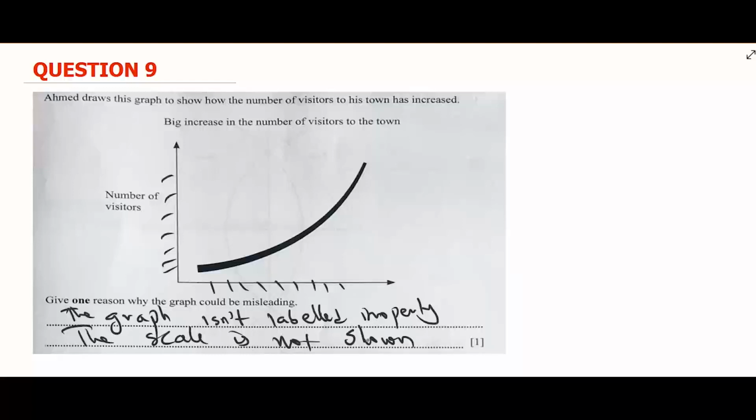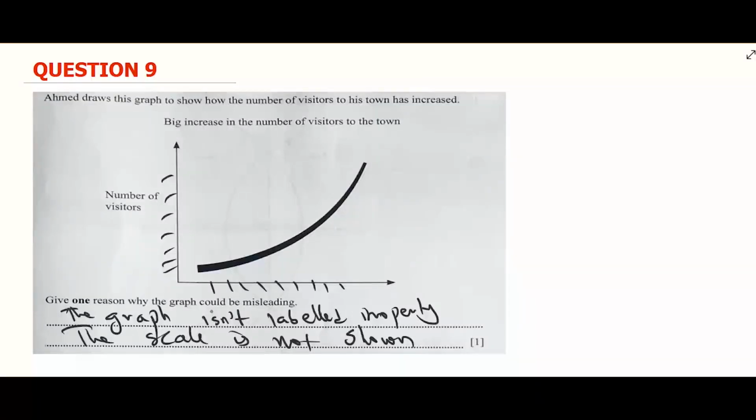So the scale is not shown. Here, another thing you could say is that the curve has different thickness. You can see, look at the thickness of the curve here compared to the other side, it is becoming thinner and thinner. Okay, so this could also be misleading.